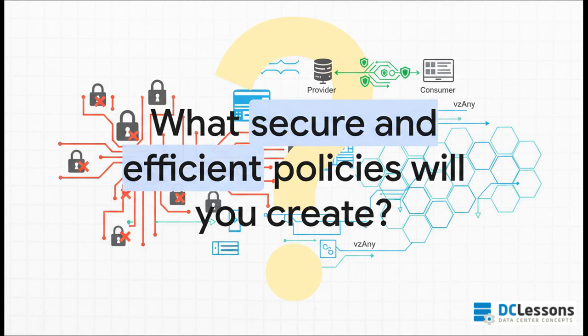So there you have it. We've gone from the core deny by default principle, all the way through the provider-consumer model, deconstructed subjects and filters, and even seen how DCACI can make it all scale. You now have all the building blocks you need to create some seriously secure and efficient network policies with Cisco ACI. So the only question left is, what are you going to build first?